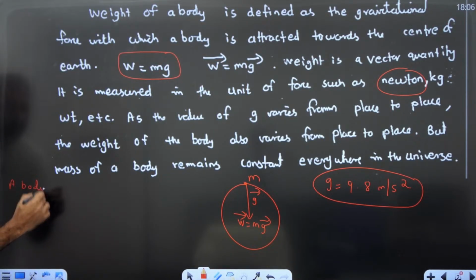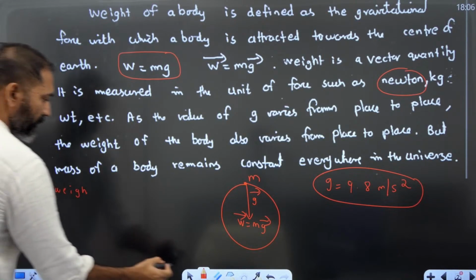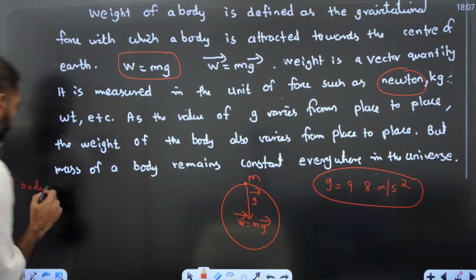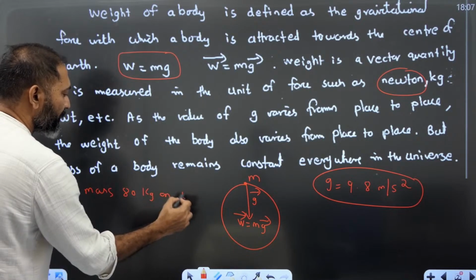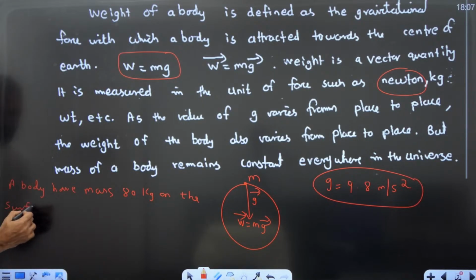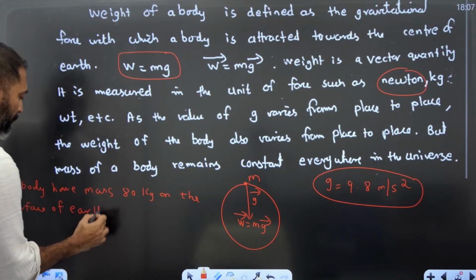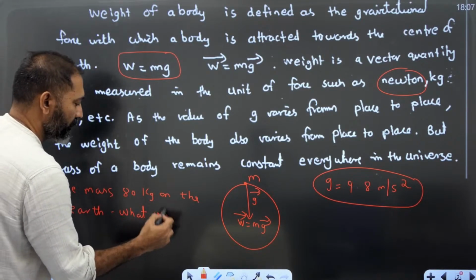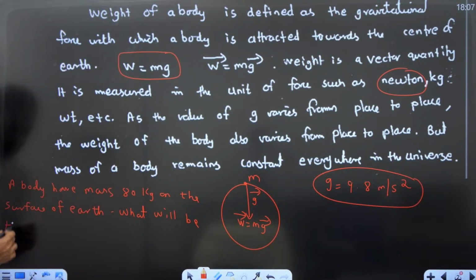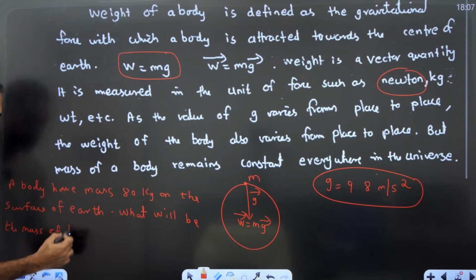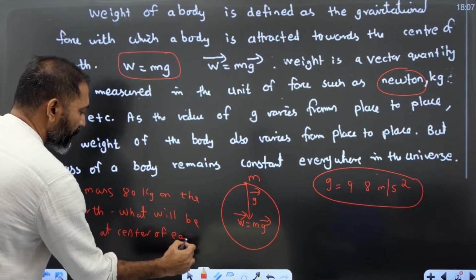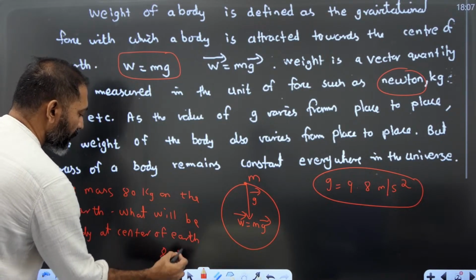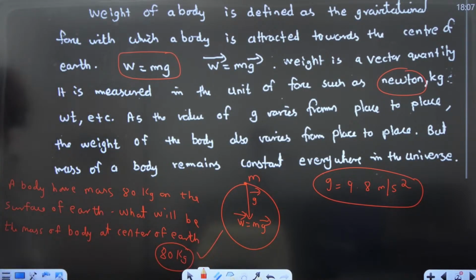A body has a mass of 80 kilograms on the surface of the Earth. What will be the mass of the body at the center of the Earth? That is also 80 kilograms. Why? Because mass remains the same everywhere in the universe.